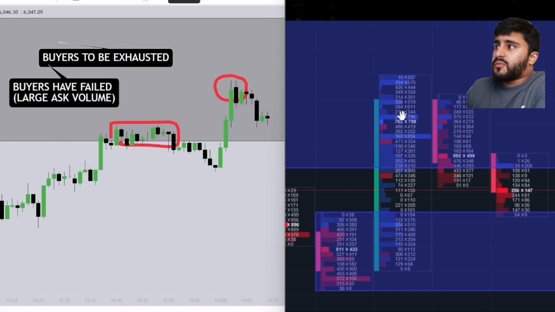Now, it's not just that number. If we take a look at the row underneath, we see 570 for 294. We see 426 for 796. That's roughly a 2-to-1. We see 360 for 856.